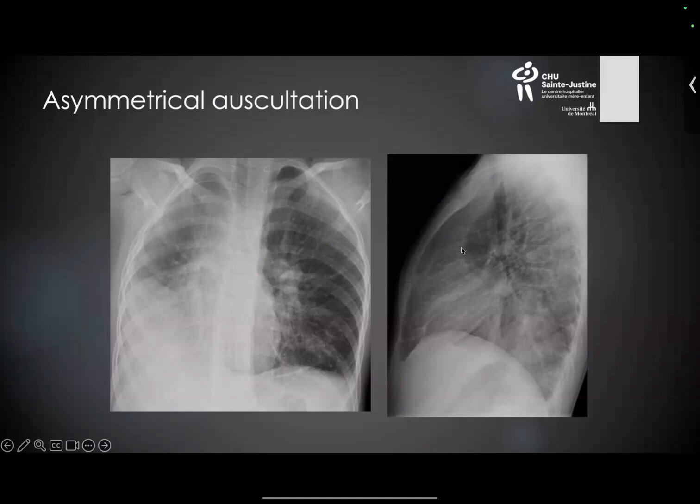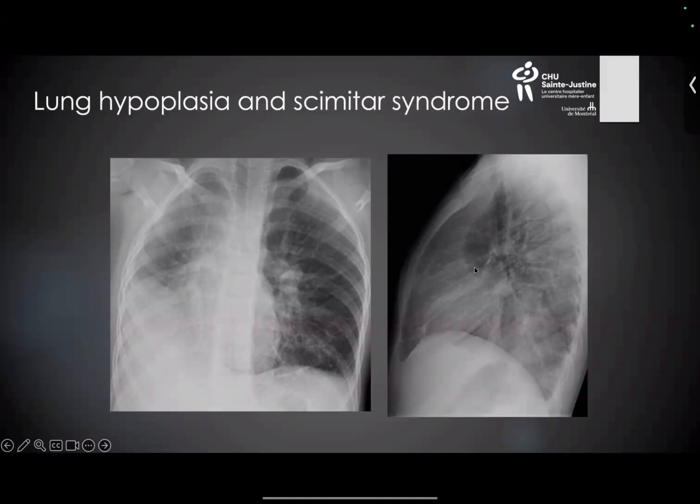And then here you see that line, which tells us that there's probably a hypoplasia of the right lung. And you see that the left lung is trying to compensate for the right one. So here you see that the diaphragm is up, and then you see here that the trachea is on the right. And if you try yourself, you see that line here, which was a big vein. So it's a scimitar syndrome, associated with a lung hypoplasia.